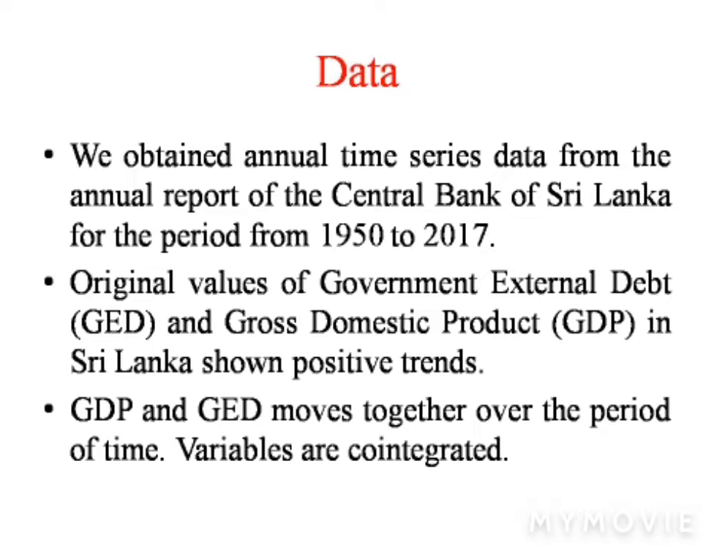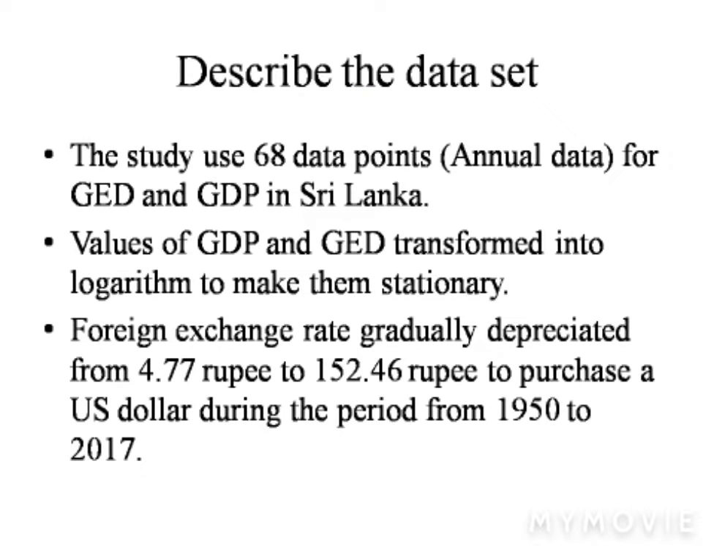We have two variables. Those variables showed a positive trend and move together with the same pattern, hence the variables are co-integrated. Accordingly, there are 68 data points with annual time series data for two variables, GDP (gross domestic product) and GFD, government foreign debt, or government external debt. We use government external debt as our main variable.